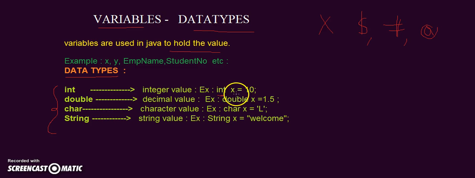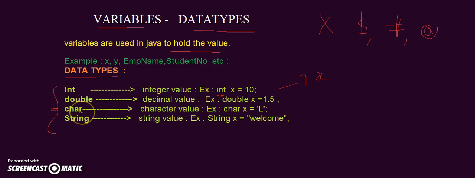Now, int x is equal to 10. That means my variable x is of type integer and holds the value 10. Whenever I use x in my program, it is of type integer and has the value 10. Now coming to the other data type, double, which holds decimal values. For example, double x is equal to 1.5. For holding a decimal value, you can declare the data type as double.